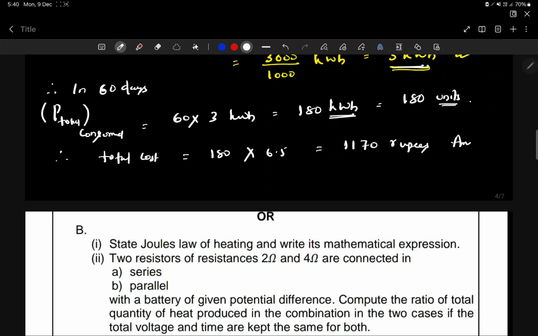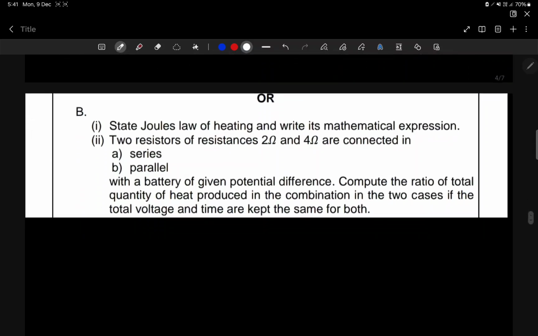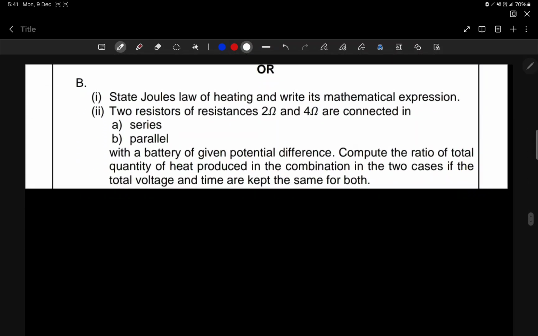This is your answer. Yes. Next, come to the last question of section D. It is asking, state Joule's law of heating and write its mathematical expression.